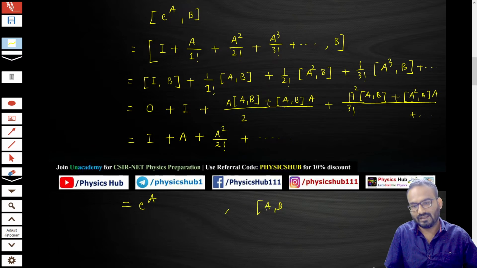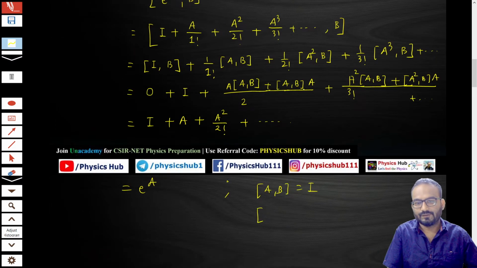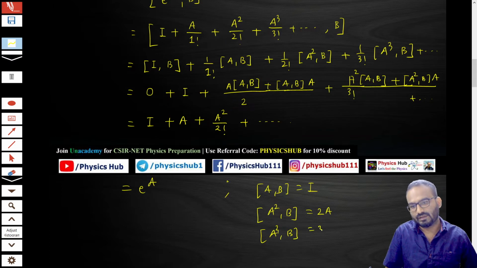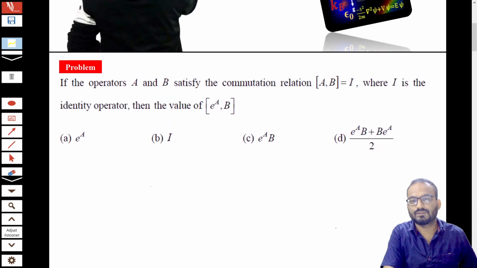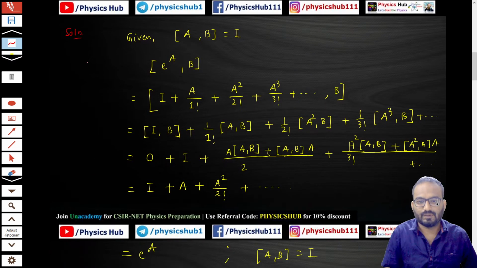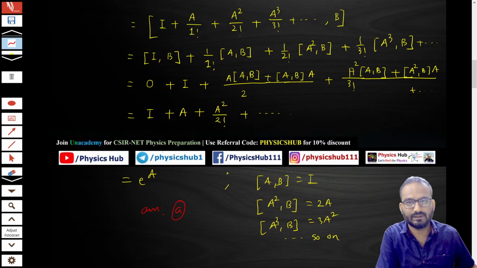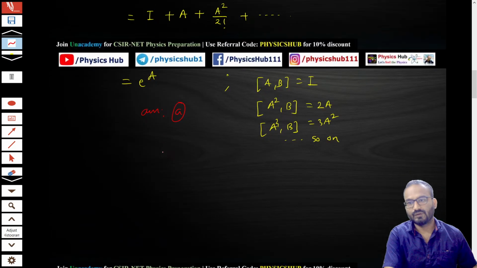First of all, the given [A, B] is equal to I. This is the thing, and from this, the commutation of A square and B, as you can see, is nothing but 2A. Now similarly [A cube, B] will come here, and that commutation will be 3A square, and it will go on so on. So the correct option for this question is e to the power A. So option A is the correct option for this question, e to the power A. I hope all of you have understood this problem very well. If you have any question or query, you can just let me know.